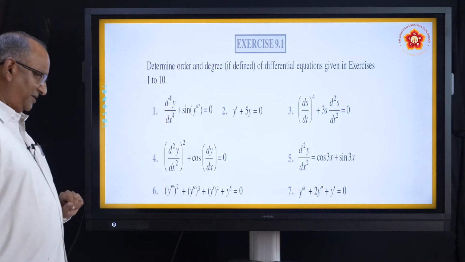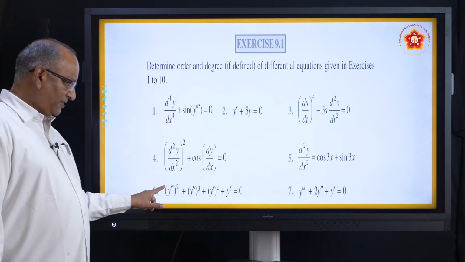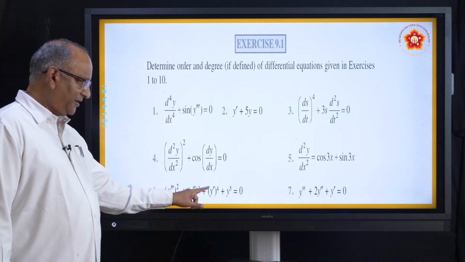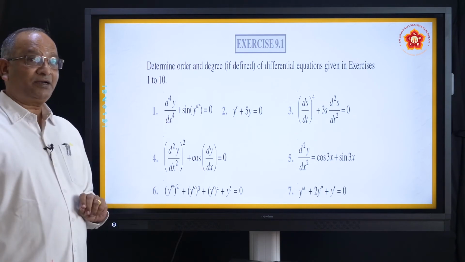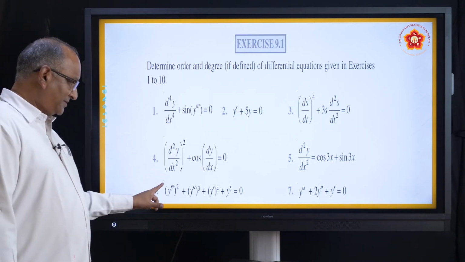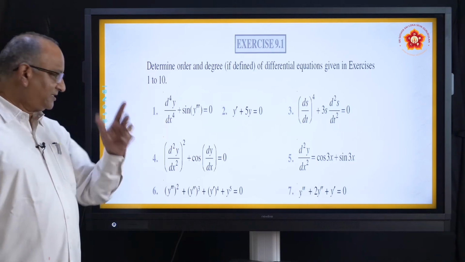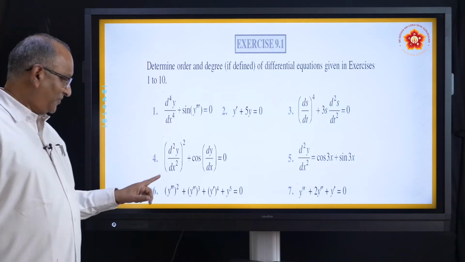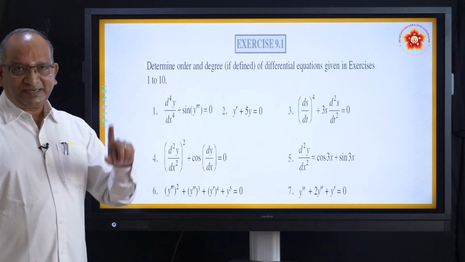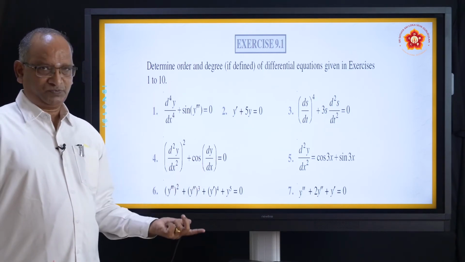Look at this equation carefully. Here we have third order, here you have second order, here you have first order. Highest order is third, so its order is 3. What about degree? It is its power. What is its power? 2. So for the sixth equation, the order is 3 and the degree is 2.